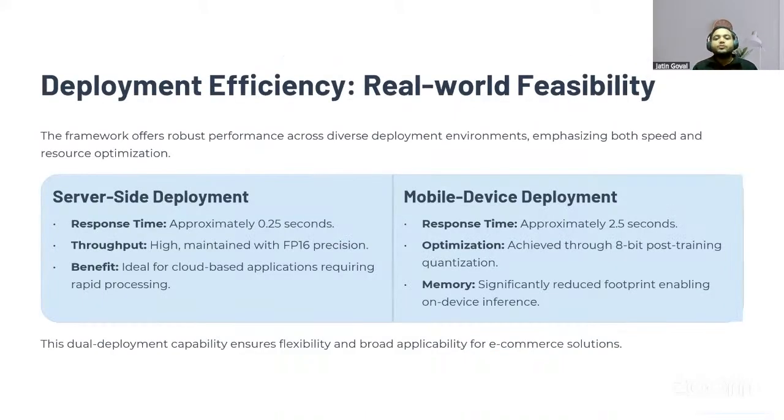We also evaluated deployment efficiency. On a server-grade GPU using FP16 precision, the model achieves around 200 tokens per second, with a latency of approximately 0.25 seconds for a typical JSON output. For mobile deployment, we apply 8-bit post-training quantization using GPTQ. This reduces the memory footprint significantly and enables on-device inference with a latency of 2.5 seconds on modern smartphones. This shows that real-time on-device voice ordering is practically feasible.